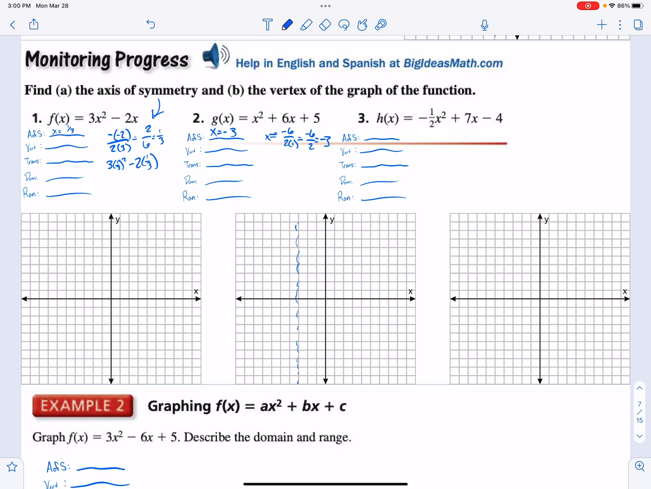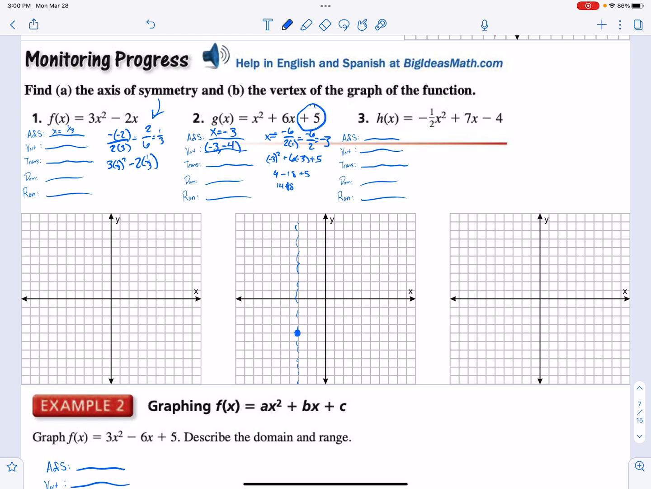Then I go to plug that in. So I have negative 3 squared plus 6 times negative 3 plus 5. So negative 3 squared is 9 minus 18 plus 5. Okay, so if I take 9 and 5, that's 14 minus 18, and I get negative 4. So 1, 2, 3, 4, negative 3, negative 4.